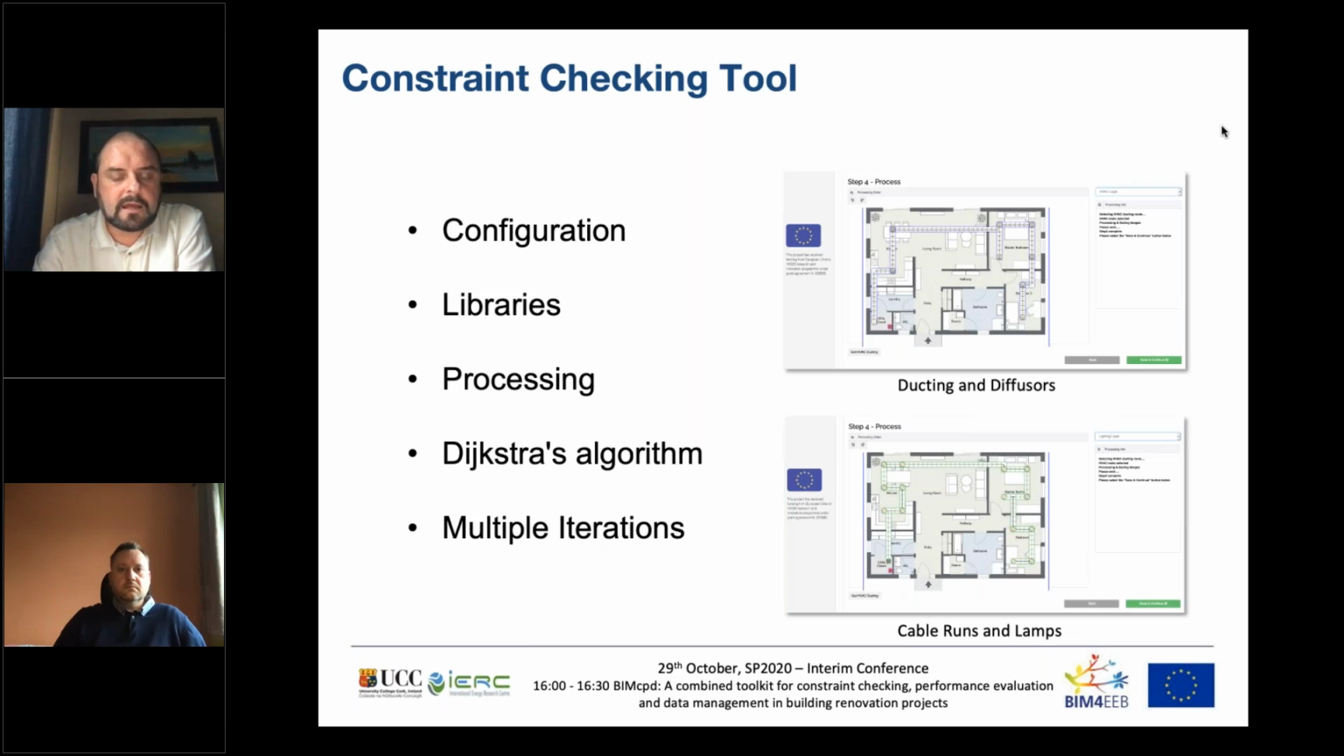The processing would involve going through that configuration and finding the best position for those diffusers and lamps throughout the building, and using Dijkstra's algorithm to find the shortest path between all of those. It runs through multiple iterations to find the shortest path, and the shortest path then would lead to a reduction in cable lengths or ducting that would be required. On the right, you can see the ducting and diffusers as an example of what the system processed, and on the bottom you have the lamps and the cable runs.